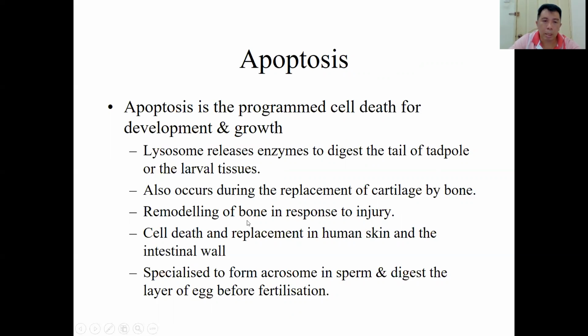replaced by bone. Then there is remodeling of bone in response to injury, cell death and replacement in human skin and the intestinal wall, and specialization to form the acrosome in sperm to digest the layer of the egg before fertilization. So everything here is about apoptosis: how the lysosomes in the cells release enzymes to digest the cell. This is a programmed cell death for development and growth.